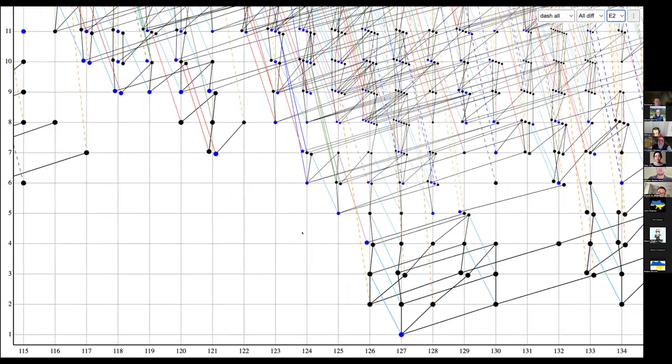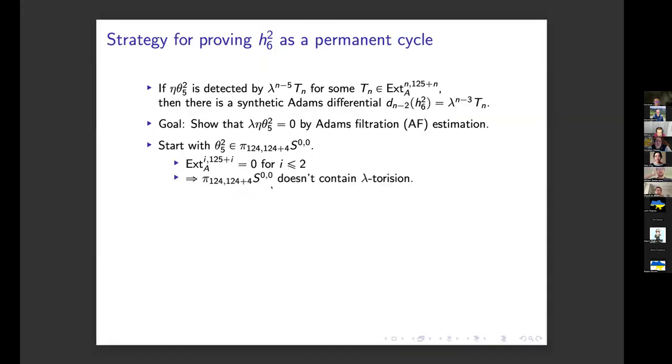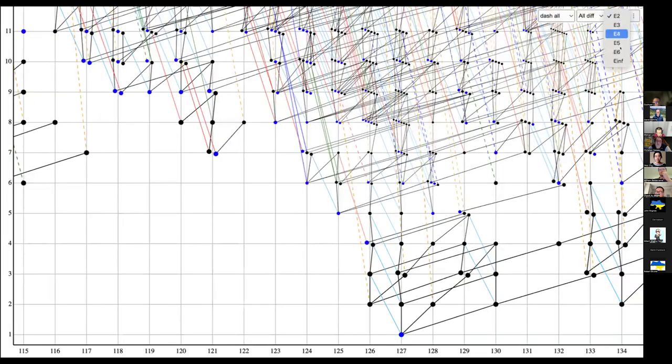So there's nothing here, right? So presumably it is in here. From the same logic as I said before, in 125, in lower Adams filtration, there's nothing here. If there is something here supporting a differential, then that would create a lambda torsion. So this whole thing could be detected by a lambda torsion, but there's nothing here. So that's telling us this bigraded synthetic homotopy group does not contain lambda torsion. So therefore, if theta 5 squared is non-zero, it has to be detected by something classically, something which is lambda free.